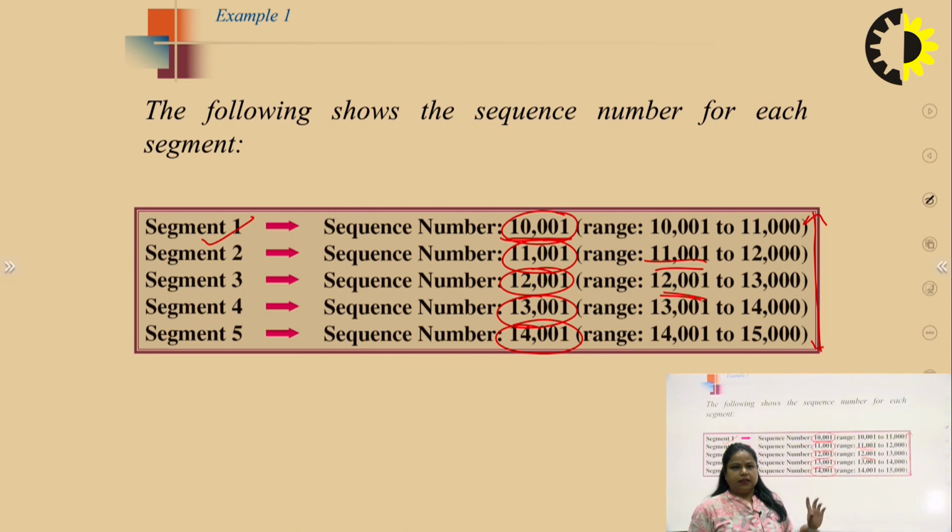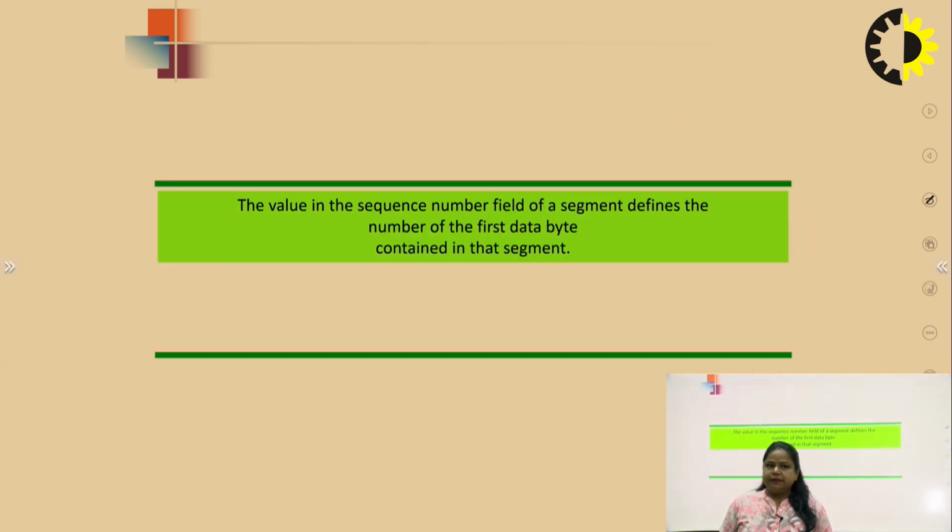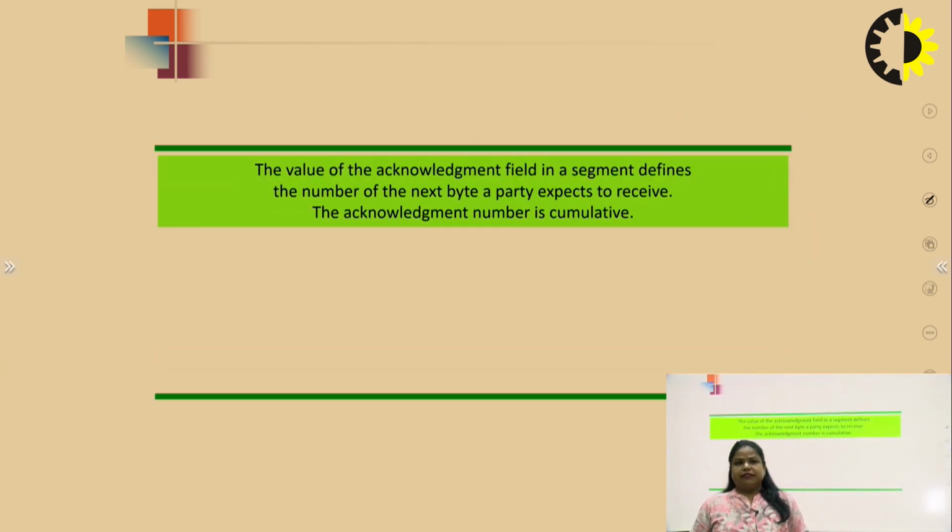What we did, we can choose the random numbers. We have already decided the range. So whatever the first range starts from, we have put it as the sequence number. Fine. Now the value of the acknowledgement field. This is the way we are providing the sequence numbers.